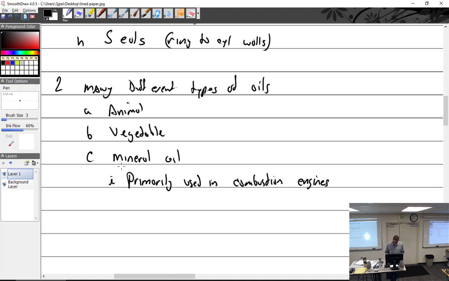Okay, let's see. Good cushioning effect. Chemically stable at moderately high temperatures. Moderately high. How high do we get before it starts to break down? 575. Yeah, 575, and it turns to coke, not Pepsi, coke. And it does perform well at lower temperatures, but not extremes. So we got to take care of that. Mineral, and then I've got synthetic.